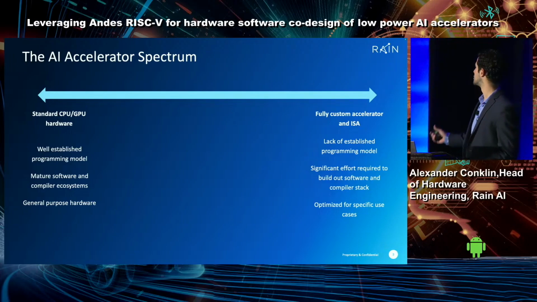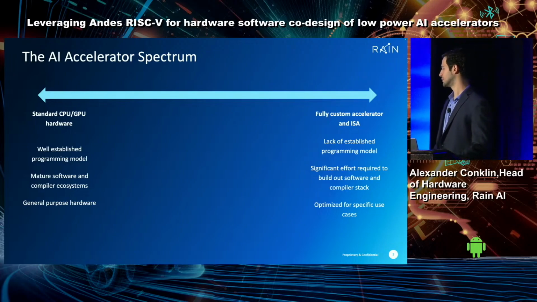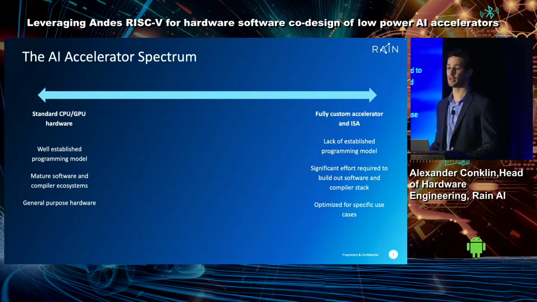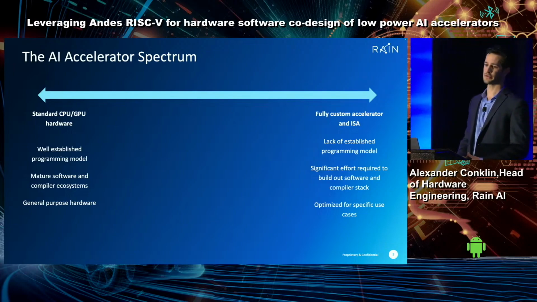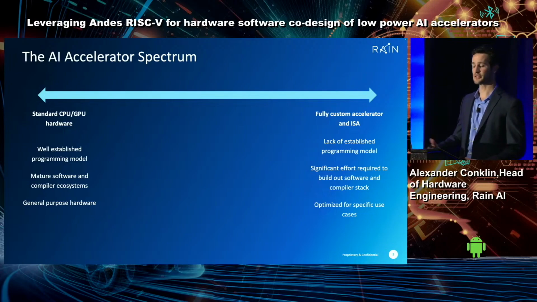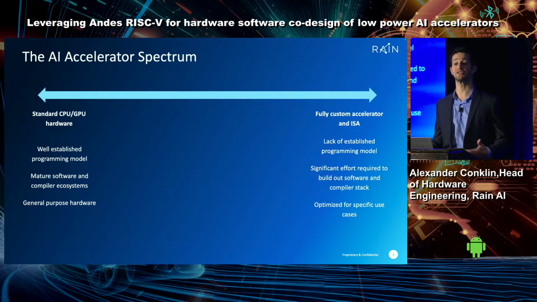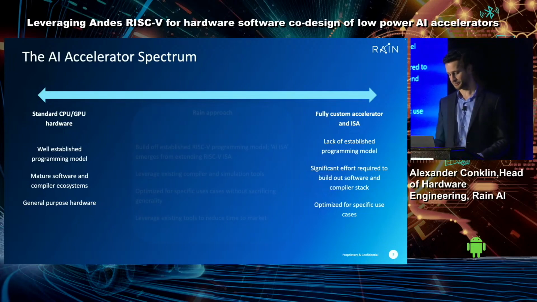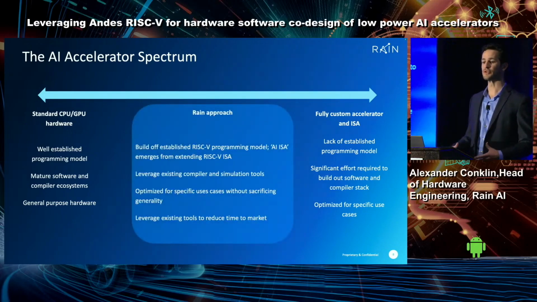At the other end of the spectrum, we have our fully custom AI accelerators, and often an ISA built from scratch. Often we start with a lack of an established programming model, and there's significant effort required to build out the software and compiler stack. But there are benefits. It's optimized for specific use cases. When those software tools do reach maturity, you are able to see these step functions, 10x improvements in performance or latency. Rain's approach lies somewhere in the middle, and we want to leverage the best of both worlds.